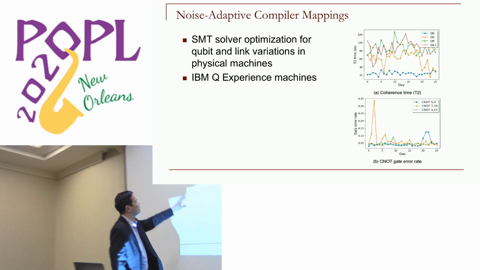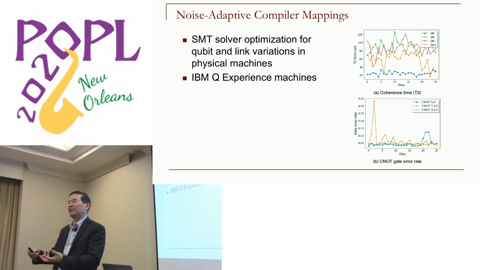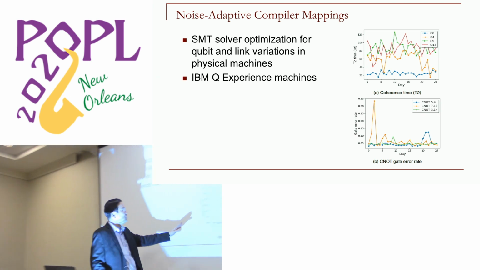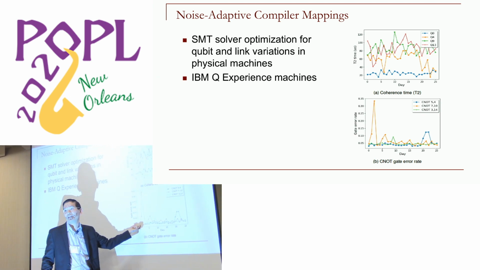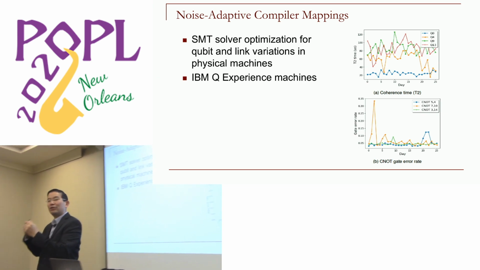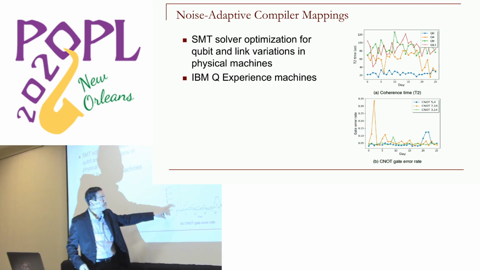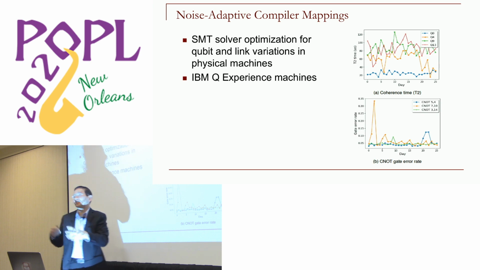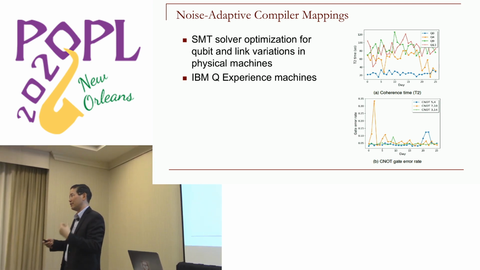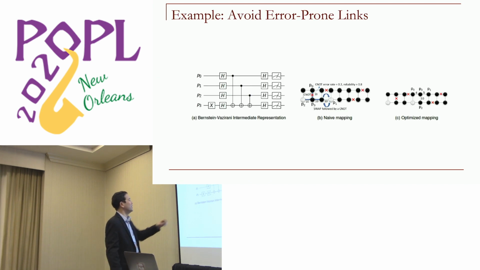And so what this suggests is that when you compile to a particular machine, it's important to be aware of the conditions of the qubits that day. And also the conditions of the links between the qubits. These are pairs of qubits. And how reliable is the operation between that pair? Okay? So what you want to do is basically map to the machine and schedule in such a way that you take advantage of the ones that are more reliable and you avoid the ones that are less reliable. And this is a simple example.